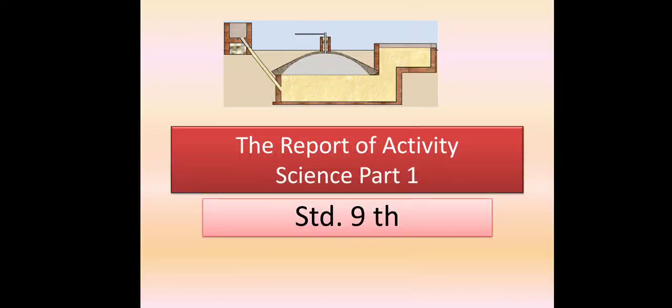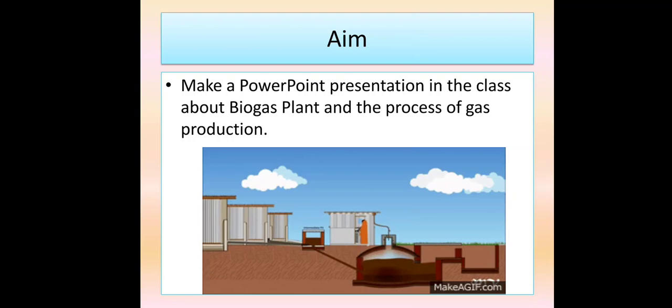Here is the report of activity for second term, subject science part 1, standard 9. Aim of the activity: make a PowerPoint presentation in the class about biogas plant and the process of gas production.